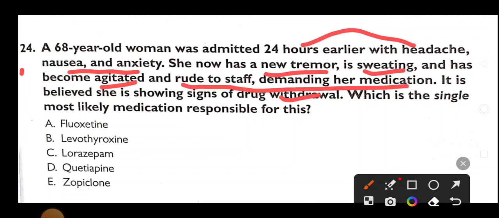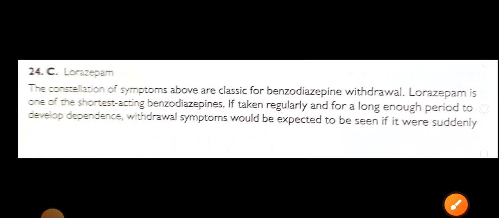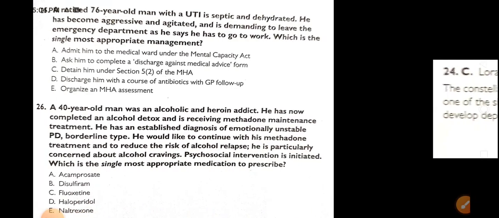So guys, these symptoms, aggression, tremors, sweating, agitation, nausea, headache, are mainly due to short-acting drug withdrawal, that is lorazepam. The constellation of symptoms is classic benzodiazepine withdrawal. Lorazepam is one of the shortest acting benzodiazepines. If taken regularly and for a long enough period to develop dependence, withdrawal would be expected to be seen if it were stopped suddenly.